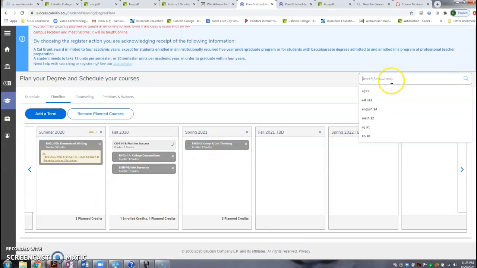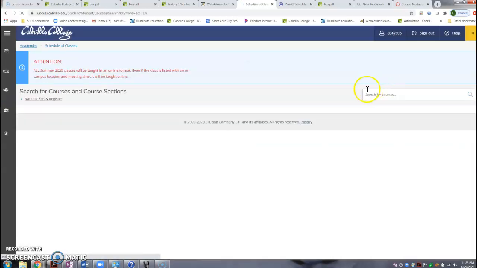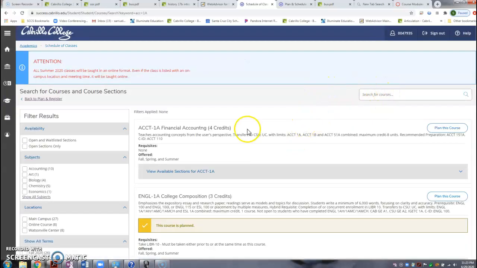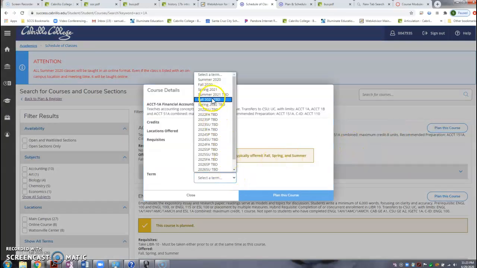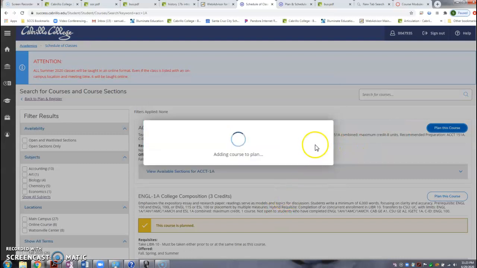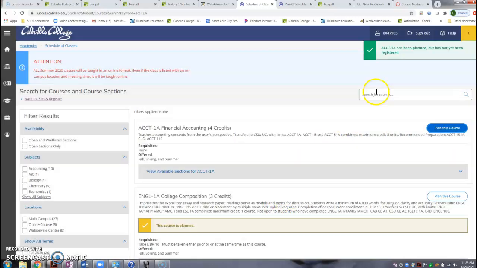Oh, it's right here. And now if I want to do accounting, right? So you put your general ed courses, but now I want to do my major courses, right? So accounting 1A. I want to put that in, and I'm gonna put it in like the fall. Doesn't matter where it's gonna go. I can shuffle them in right now.